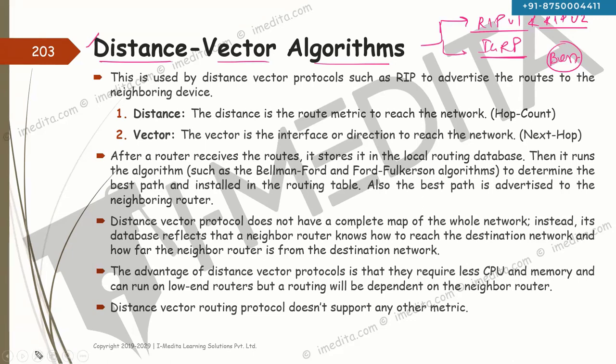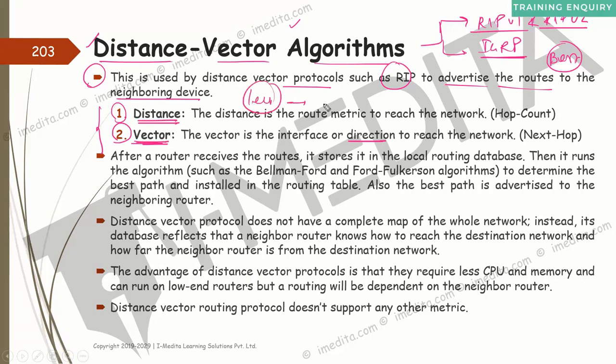So all the protocols that are categorized as distance vector routing protocols, such as RIP and IGRP, will decide their best path based on the distance vector algorithm. The distance vector algorithm is used by protocols such as RIP to advertise routes to the next neighboring device. And these are called distance vector routing protocols because they decide their best path based on two parameters, distance and vector. Vector basically means direction. In whichever direction the distance is less, that path is going to be preferred and elected as the best path.